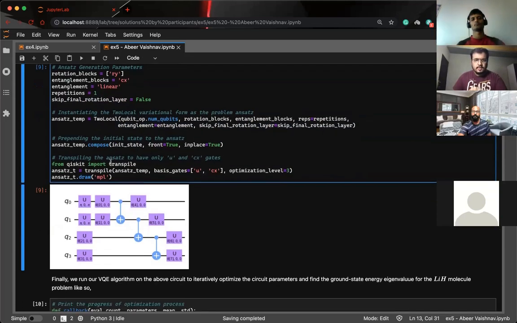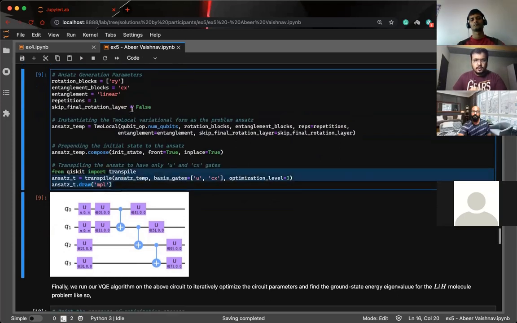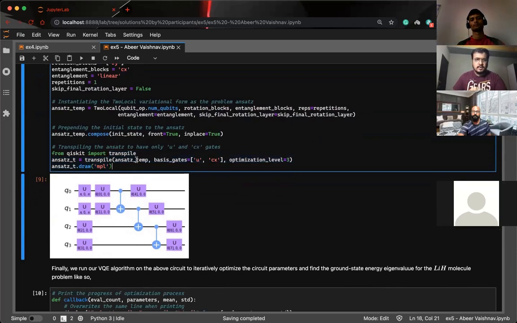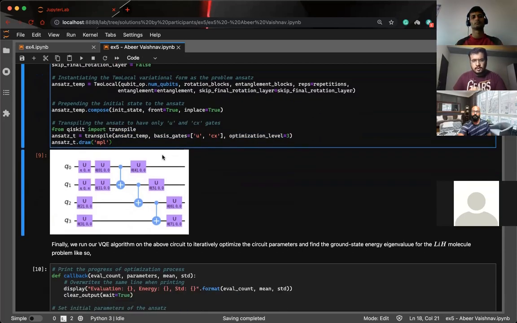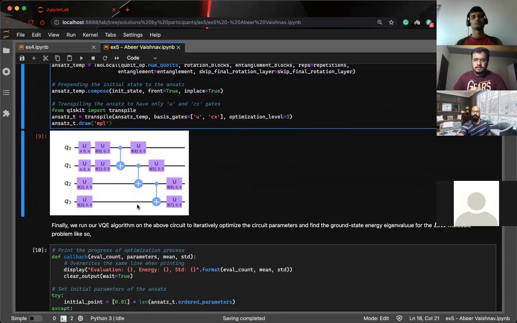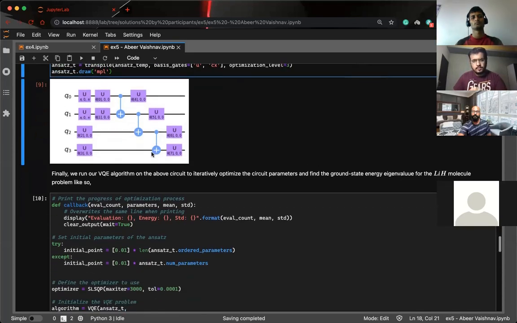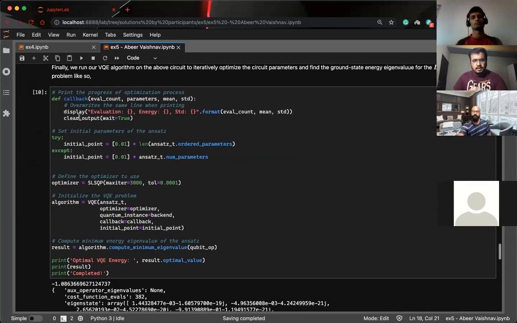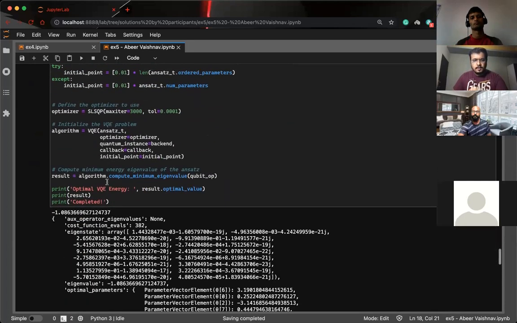Okay, and once that is done, we transpile our particular circuit. Transpilation basically reduces the actual circuit into the representation of its basis gates, that is the U gate and the CX gate, and it also optimizes the circuit, and this is the final circuit that we get. We have the 3 CNOTs, that is the highest score that was possible.